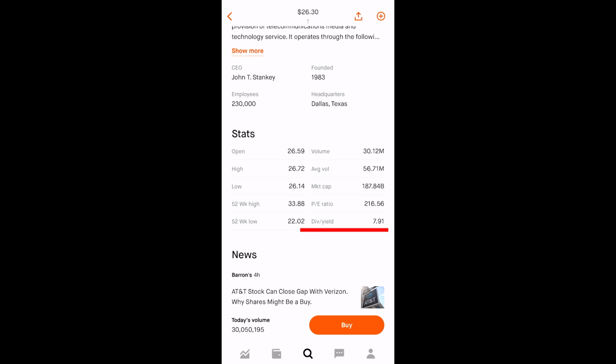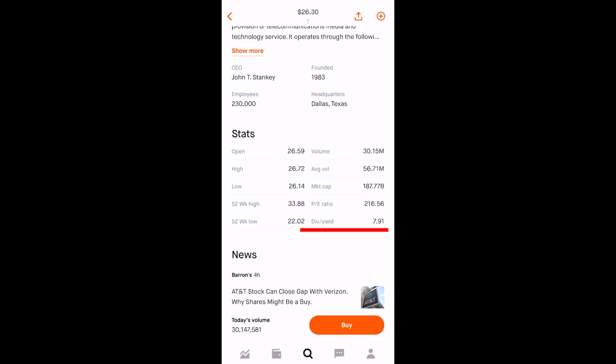And you're going to see the div yield here on the bottom right at 7.91. Now this is extremely high because it's saying that the dividend is paying 7.91% annually. So depending on how many shares you own, you're going to be getting potentially 7.91% back in dividends. Now obviously this is going to fluctuate every single day because the dividend yield is based on what the current stock price is versus how much the dividend payment is.